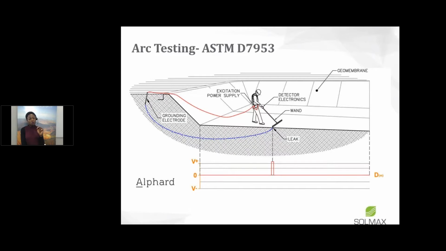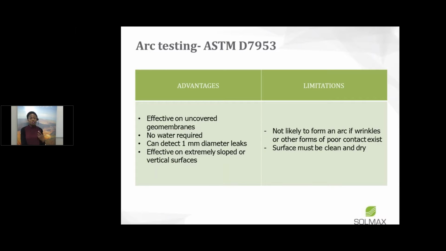A few advantages of the arc testing method are that there is no water required, and it's effective on uncovered geomembranes. It can detect holes, pinholes as small as 1 millimeter diameter, and it's very effective on vertical surfaces or steep slopes. A few limitations: if there are wrinkles in the system, again, because we're relying on the conductive subgrade, it may not detect that wrinkle. And if the surface is not clean or dry, it may not work effectively as well.